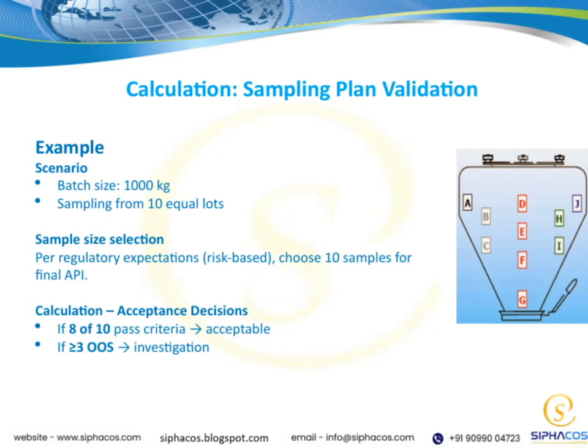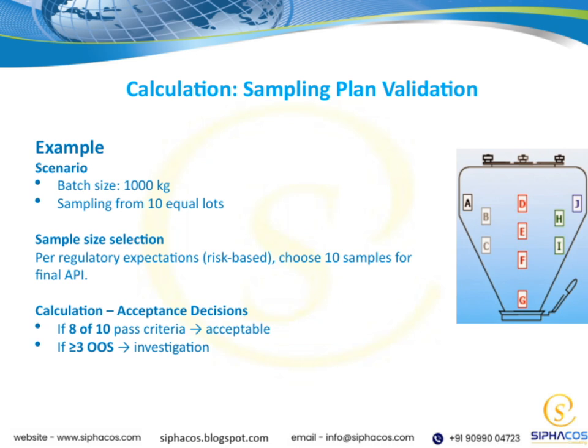Now, let's look at how we validate our sampling plan with a practical example. Imagine we have a batch size of 1,000 kilograms, and we're sampling from 10 equal lots. Based on regulatory expectations, which are risk-based, we've decided to select 10 samples for the final API. The key here is that our sample size isn't arbitrary. It's guided by the need to ensure product quality while maintaining efficiency.